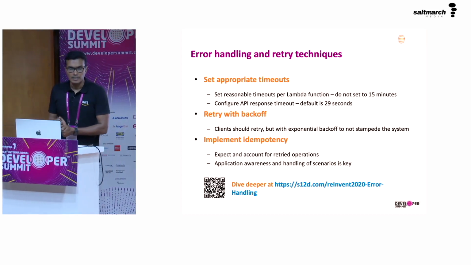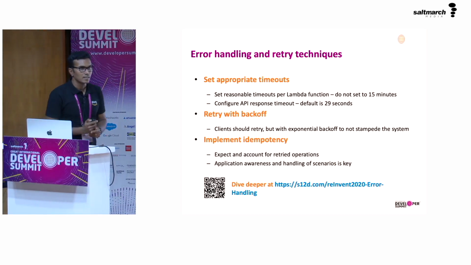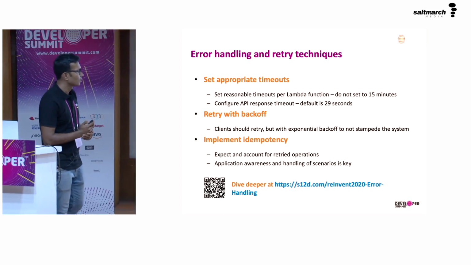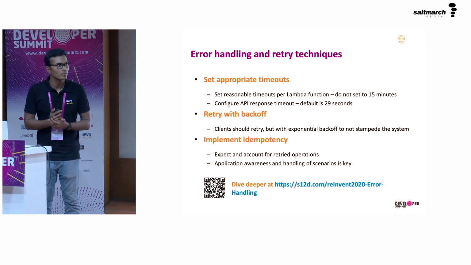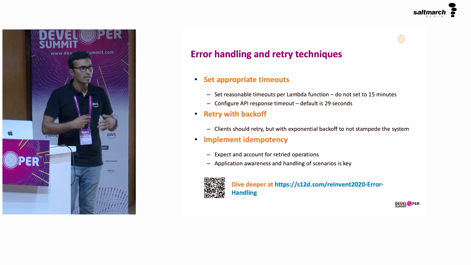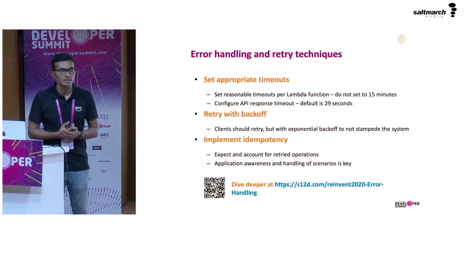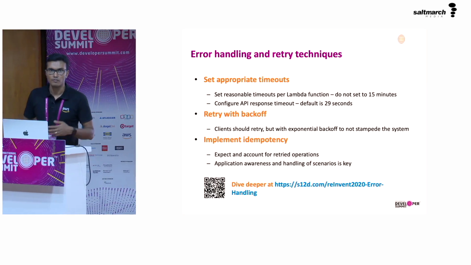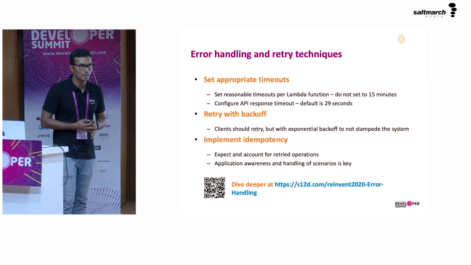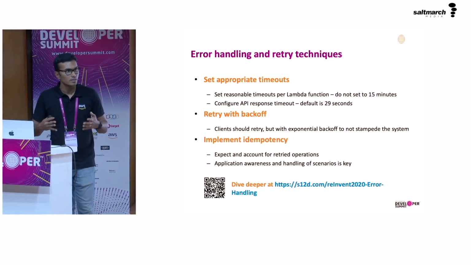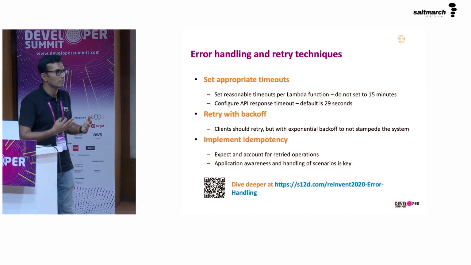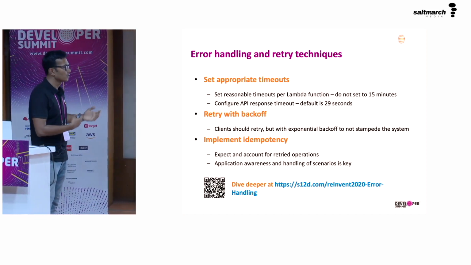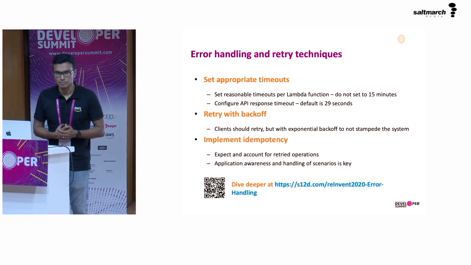Certain other techniques that you can use are error handling and retry. So this is also very important. Lambda, you might already know, has a maximum duration of 15 minutes, right? You don't have to keep it to the default, which is 15 minutes, if your function is only taking less than a second. So look at your CloudWatch metrics, and then configure the P99 percentile to be an appropriate timeout here.